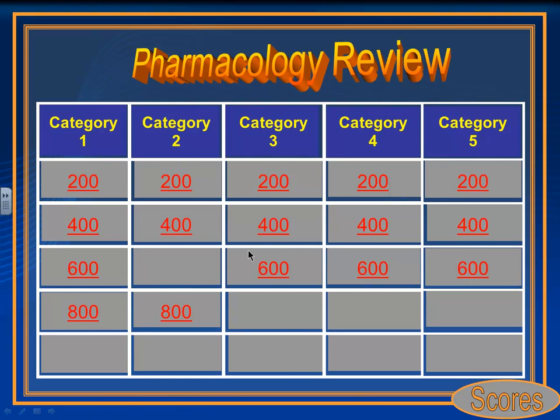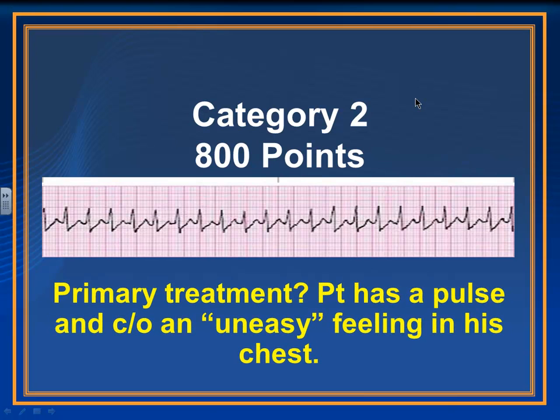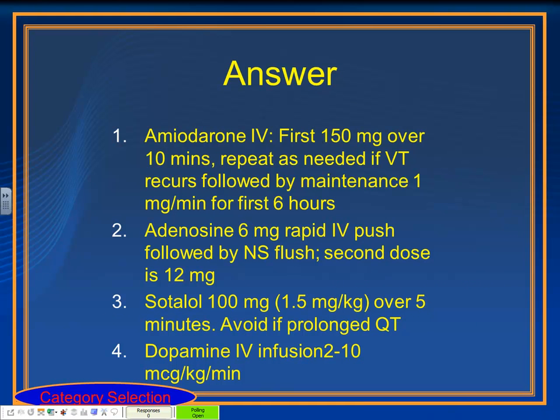Number 3. Primary treatment. This patient has a pulse and is complaining of an uneasy feeling in his chest. Primary treatment. Go.